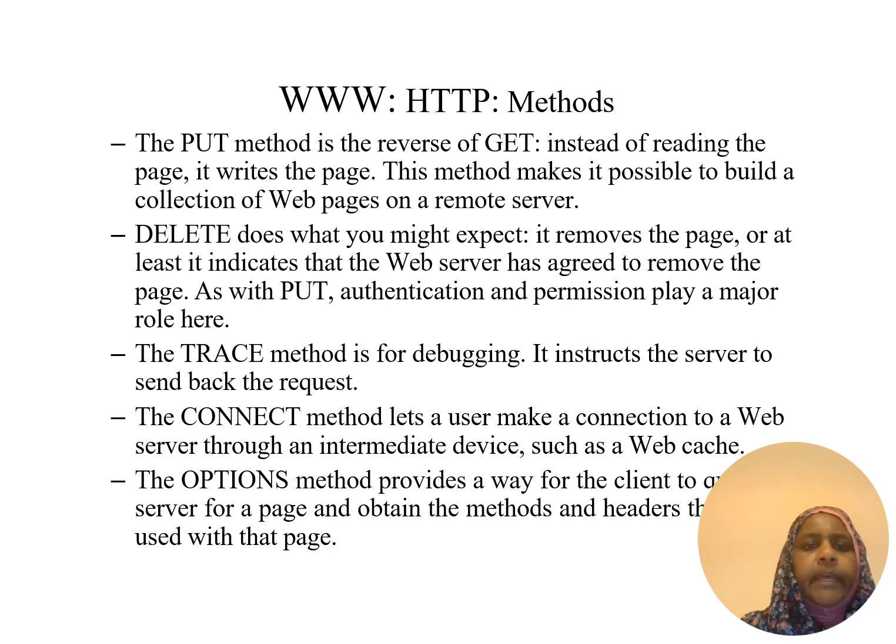DELETE deletes a page from a web server, whereas the TRACE method is used for debugging. It instructs the server to send back the request to see if there is something wrong with the request. The CONNECT method lets the user make a connection to a web server through an intermediate device such as a web cache, but it's not used yet. The OPTIONS method provides a way for the client to ask the server for a page to obtain methods and headers used for that page.